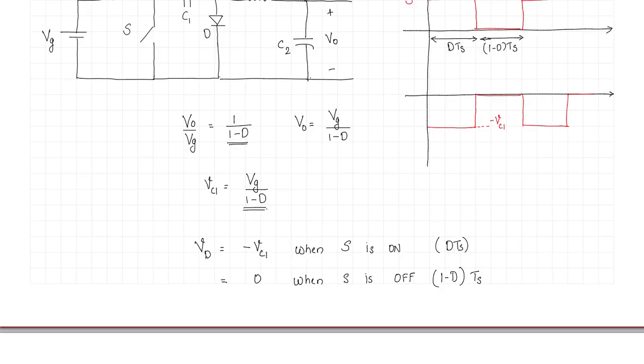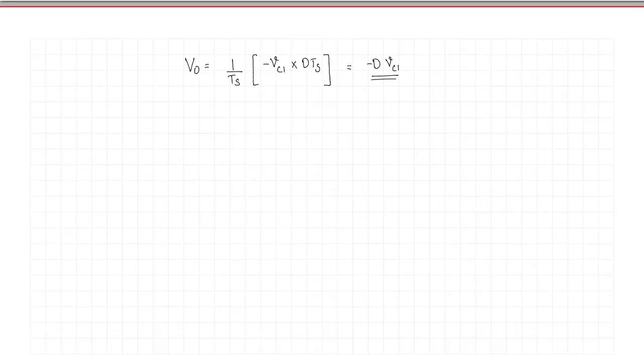Now we already know what Vc1 is. Vc1 is Vg by 1 minus d. Therefore we can say that V0 is equal to minus d times Vg by 1 minus d, or V0 by Vg is therefore going to be equal to minus d divided by 1 minus d.